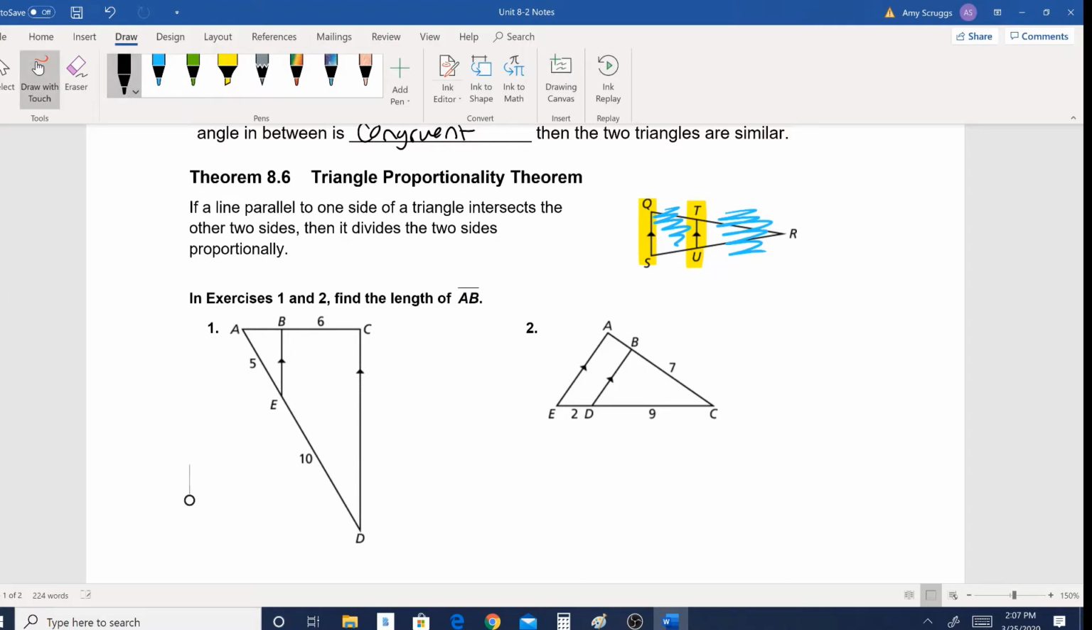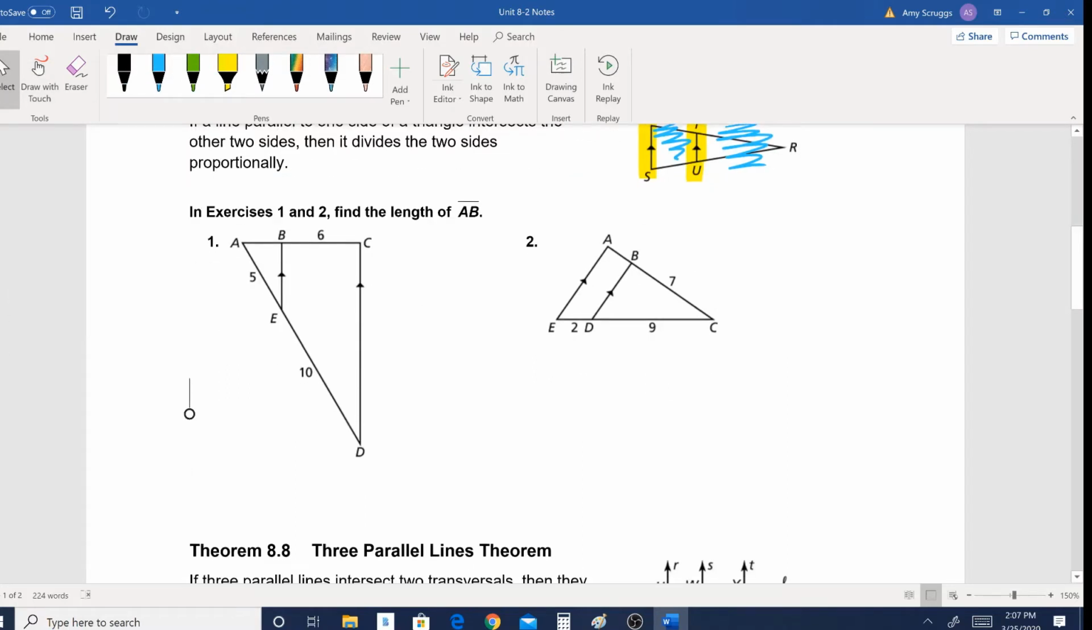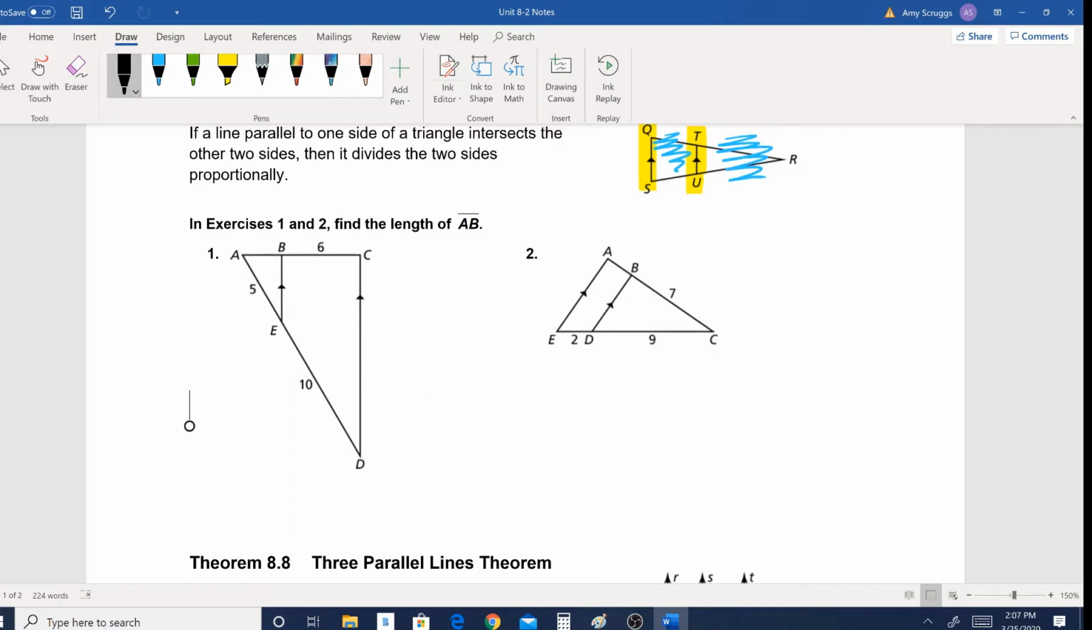So let's just do an example problem here. It says in example 1 and 2, find the length of AB. Well, AB is right here. So let's see if we can find that, okay? Now, all of this stuff is proportional because these are parallel. Those 2 lines have to be parallel for this to be true, okay? So we can say that x over 6 is equal to 5 over 10. And then, again, you're just cross-multiplying and solving at this point. So if you divide both sides by 10, you'll get x is equal to 3, okay?